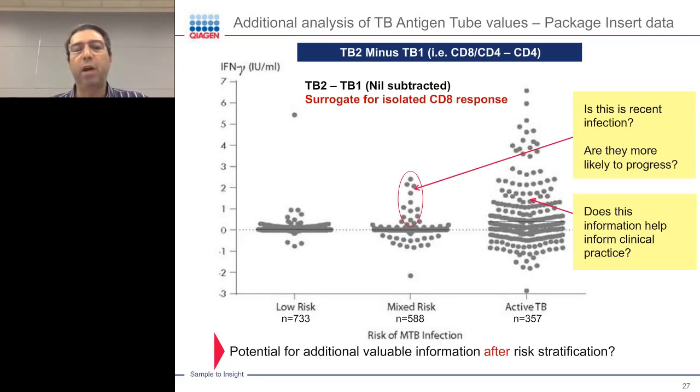So, of course, when we can take this information into the context of risk, now we have another piece of important information along with how concordant these two tubes are. So the million-dollar questions then are: are these good biomarkers for recent infection in the setting of these mixed-risk populations, and really how does this help us to inform clinical practice?